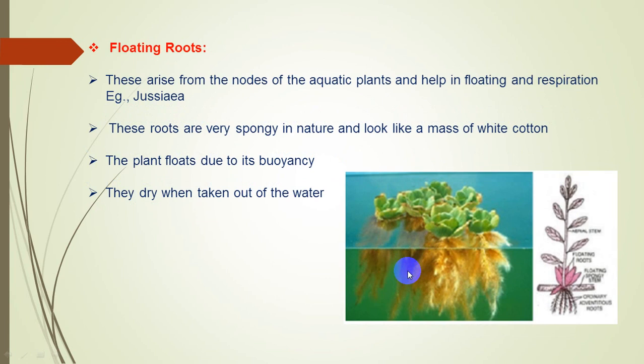Floating roots are a kind of modified adventitious root for some special purposes. As you can see here, these are the roots given by the base of the plants, and these help in the buoyancy of the plant. Also, they help in floating and respiration.